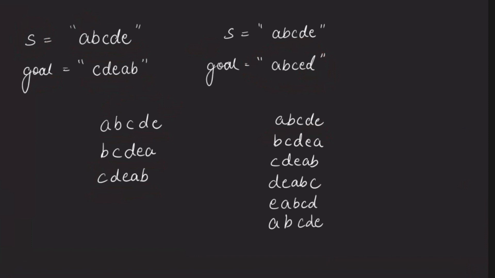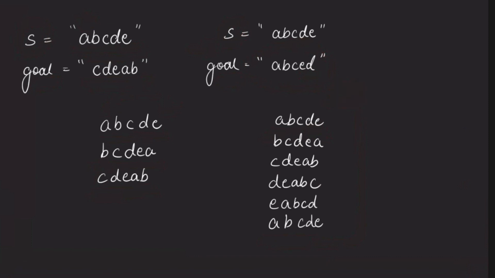Now you see that we have tried to shift all the characters, and we have got the original string S. In any of them, we were not able to get the string goal. So that means in this case, we cannot make our string S equal to the goal. So our answer will be false.